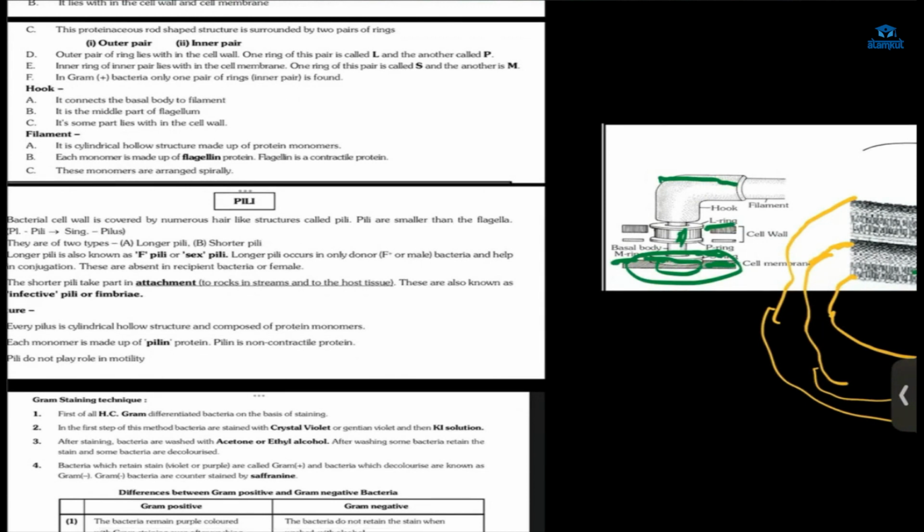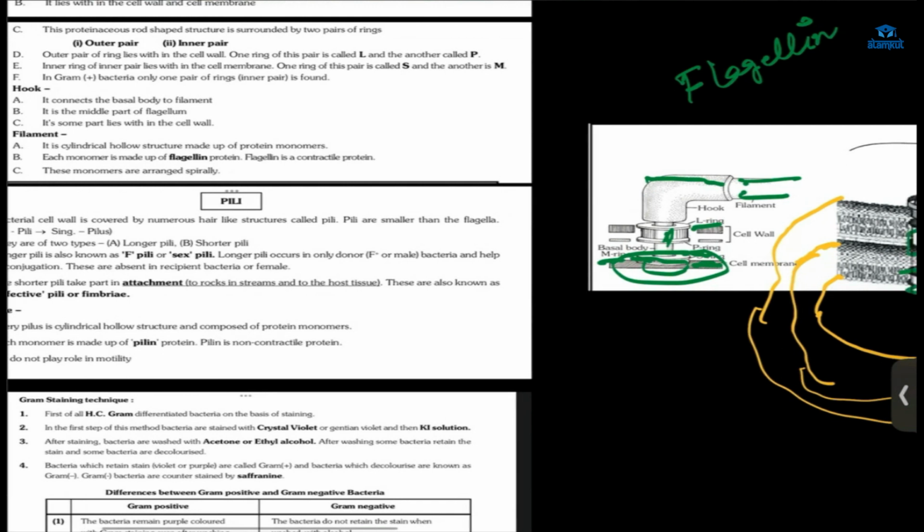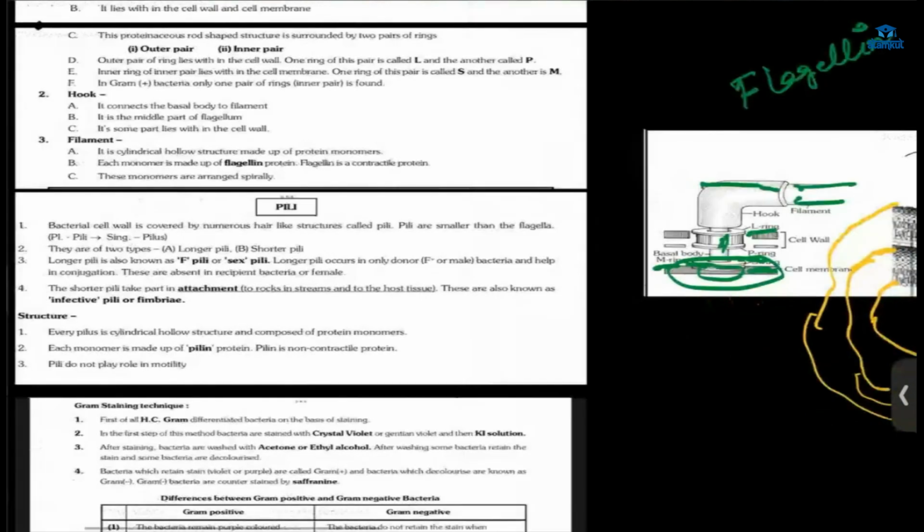This filament is made up of which protein? Flagellin. It is a contractile protein, which means it contracts and relaxes. Because of that, the bacteria is able to move. Got it? Next, we have the pili.